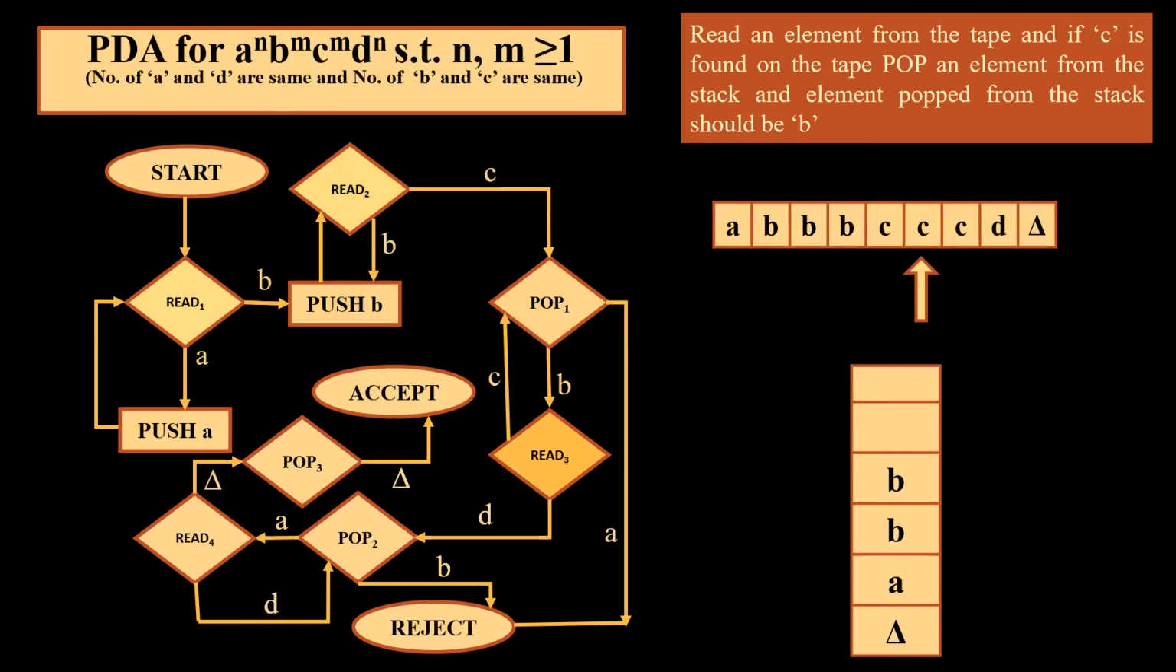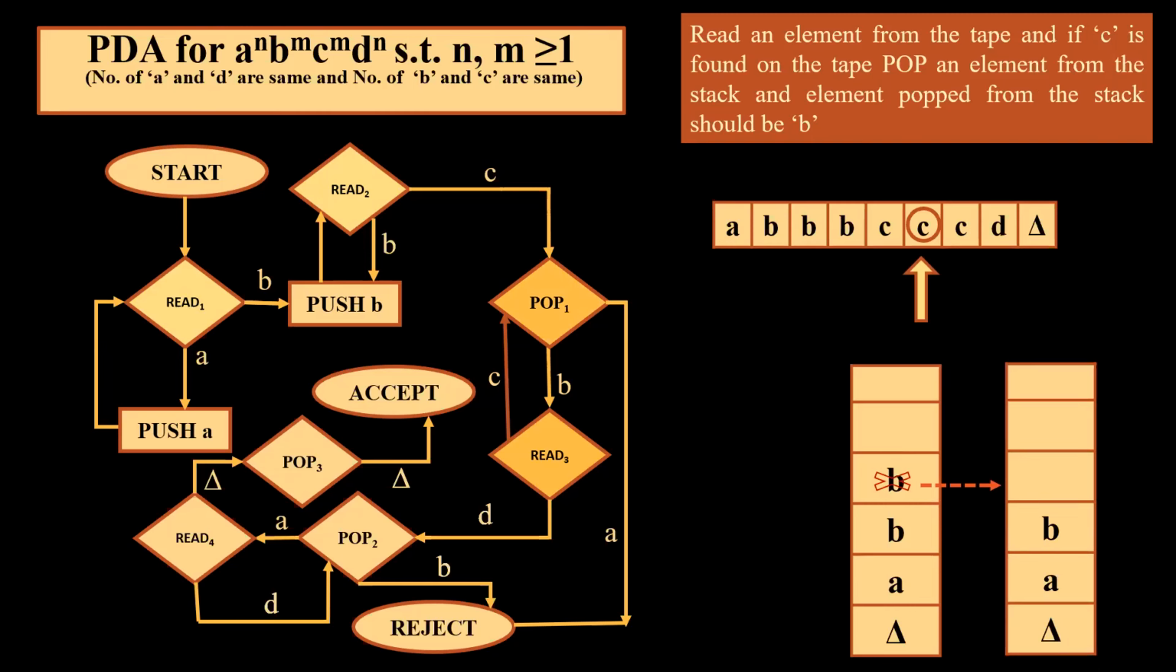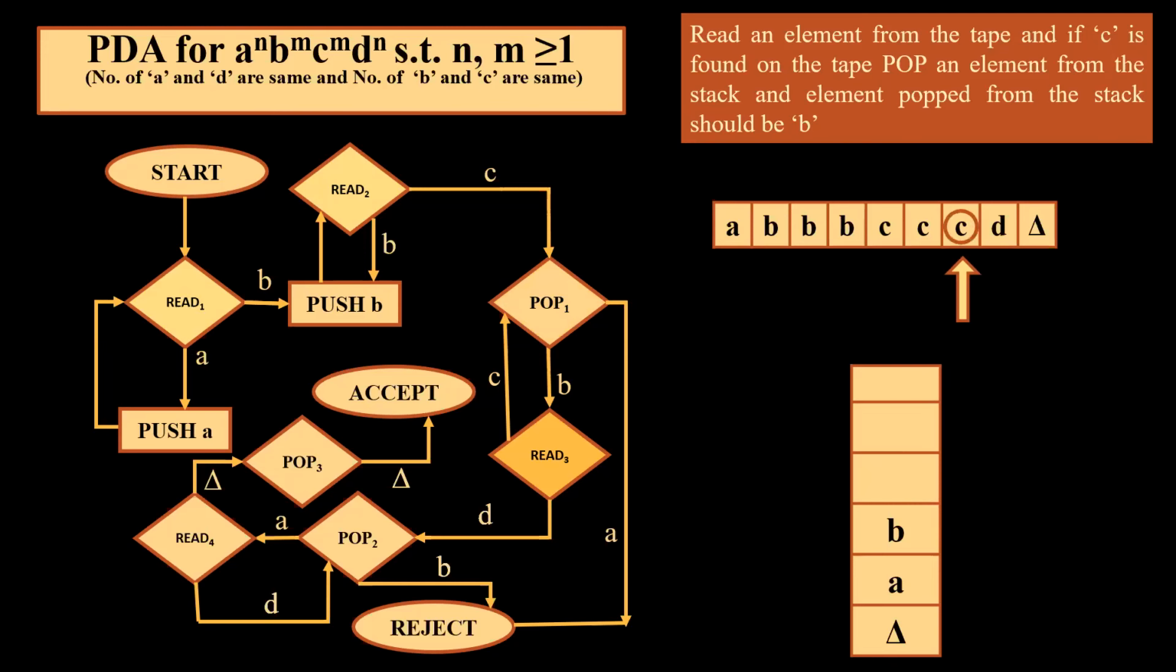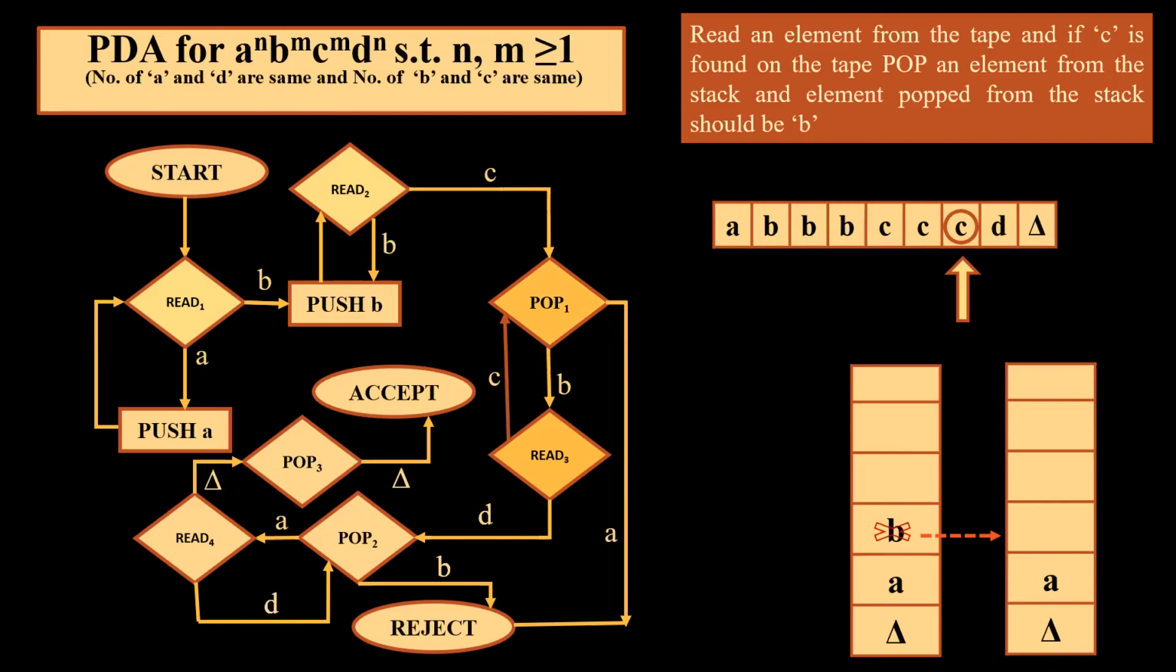We move to second read of C. We are actually in read 3 state right now. Corresponding to second C which is read, we pop an element from the stack, and the element which is popped should be B. So second C has been read and second B has been popped. We read third C from the tape and we pop third B from the stack.